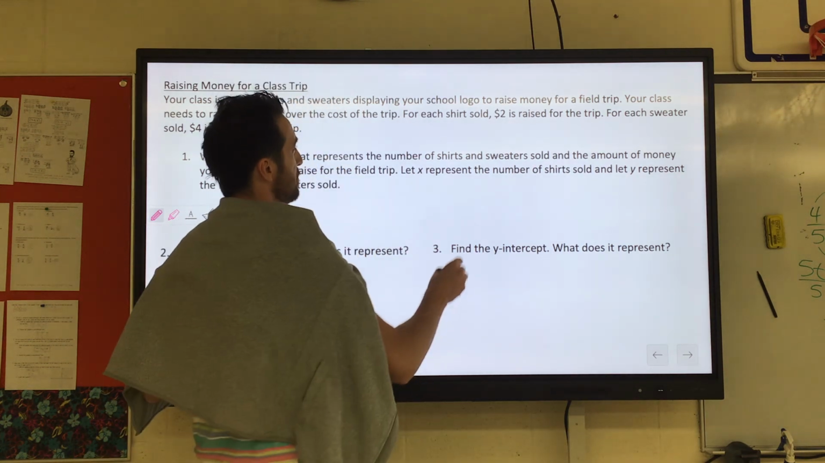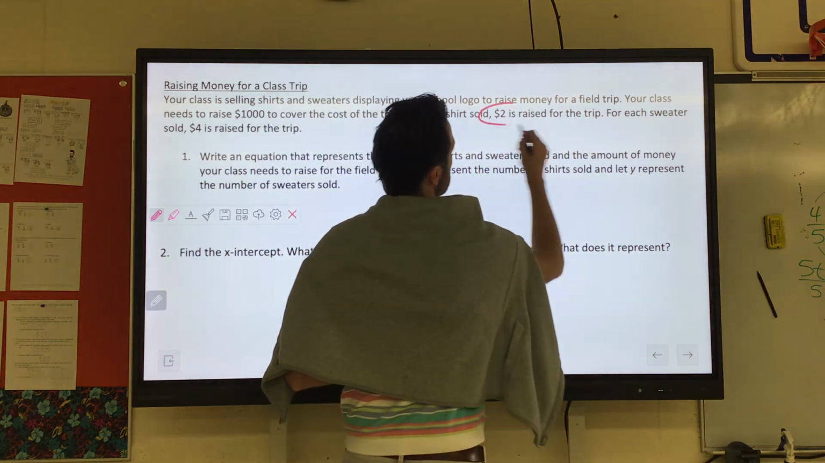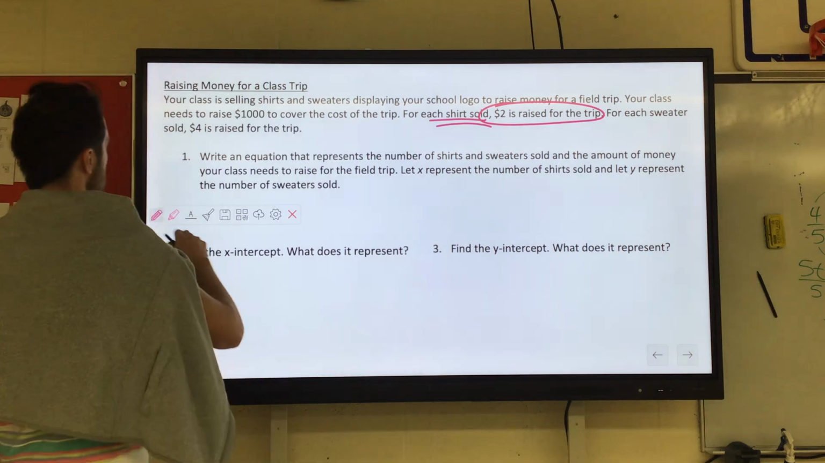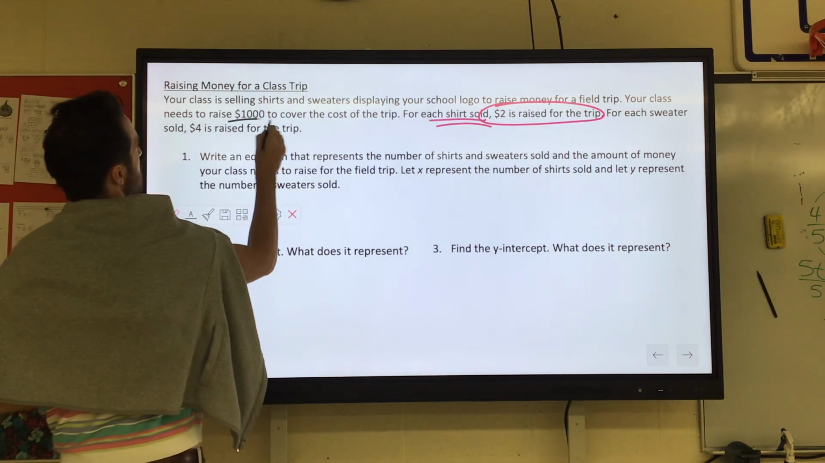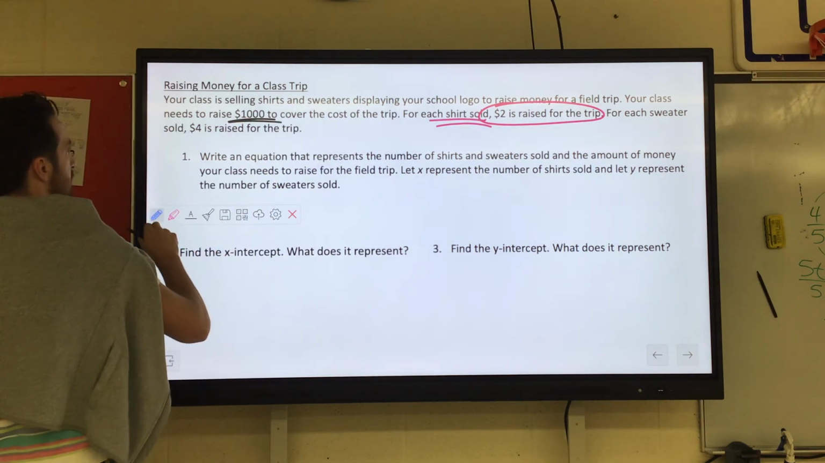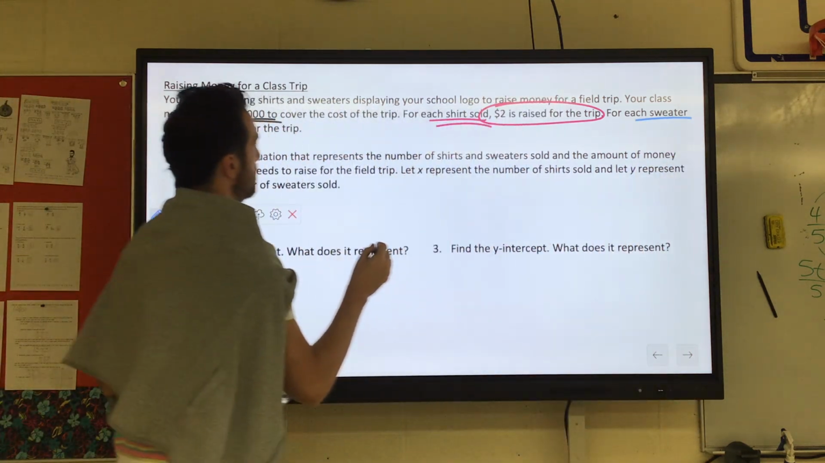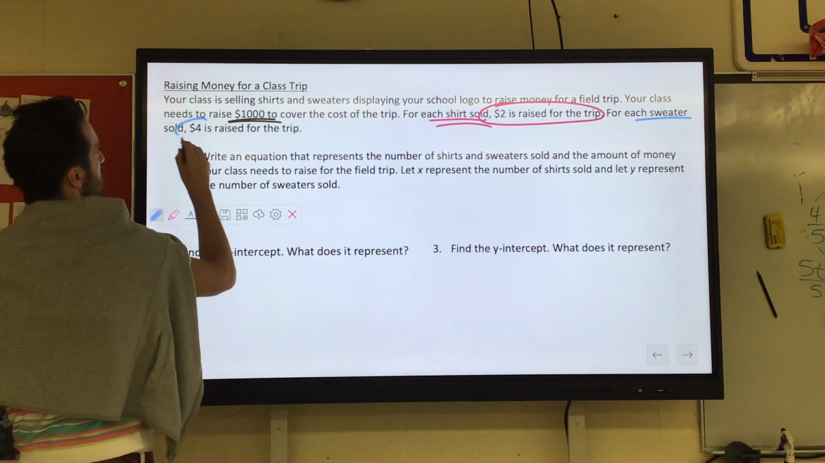Oh, all right, yes. $2 for the shirts. Okay, I bet that's important. I bet this $1,000 is important. And then the sweaters, each sweater, we get $4.